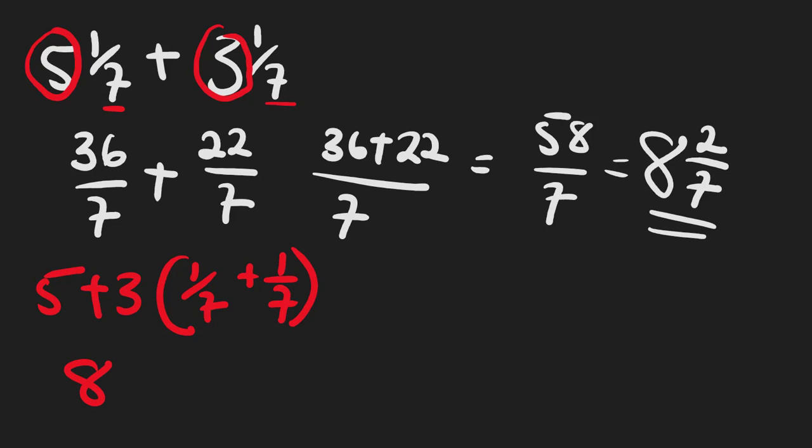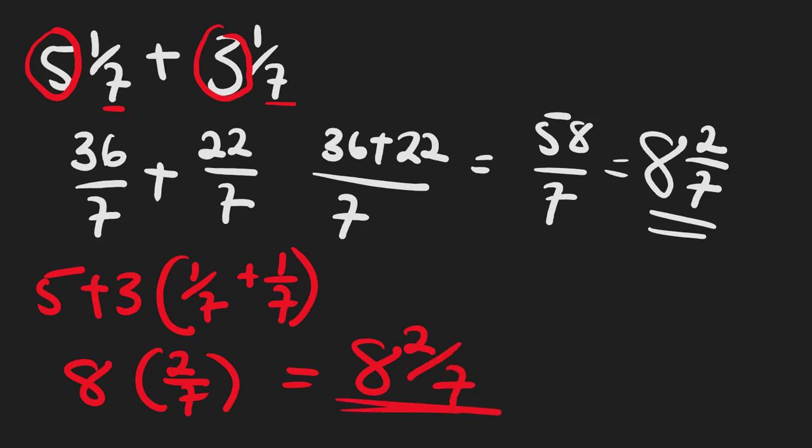And since the denominators are the same, we simply add the numerators, which is 1 plus 1, and it is 2 over 7. So our answer is going to be 8 whole number 2 over 7. And you see it's the same with this.